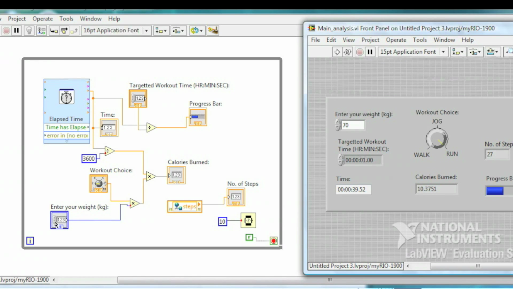Now weight is a user input value. So you multiply it with the workout choice, which varies between 3, 8, and 14 MET values. So you can see there. And they are multiplied together with the total elapsed time to get the number of calories burned. The time is divided by 3600 because the formula is weight times workout choice, the MET values, times time in hours. That gives you calories burned. So this is a shared value of the number of steps, and the shared value is shared to the first user interface we saw at the front.